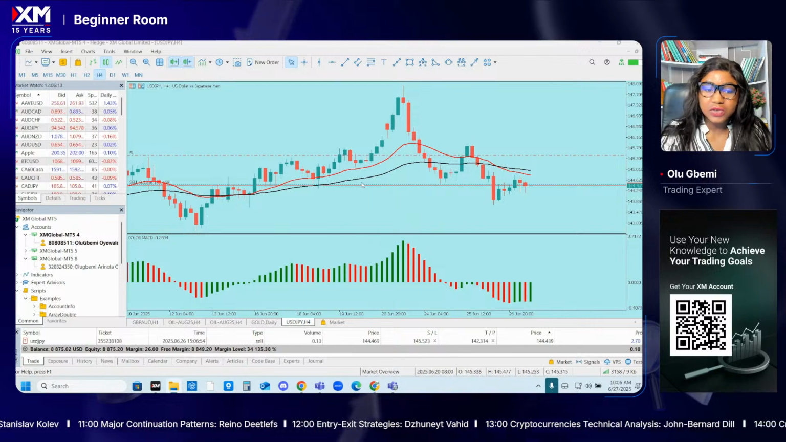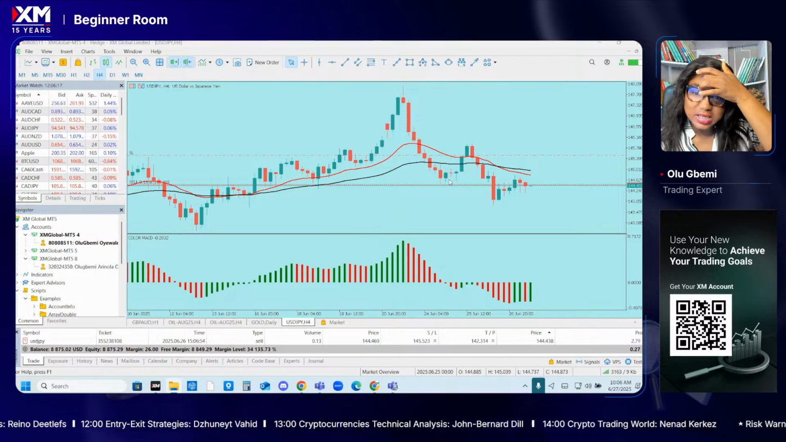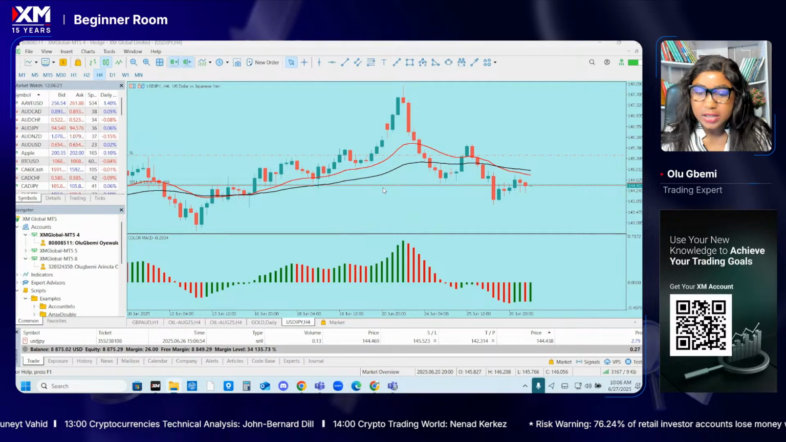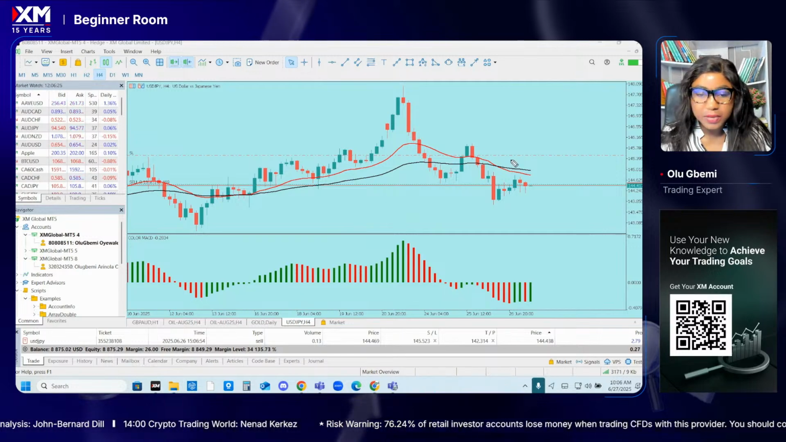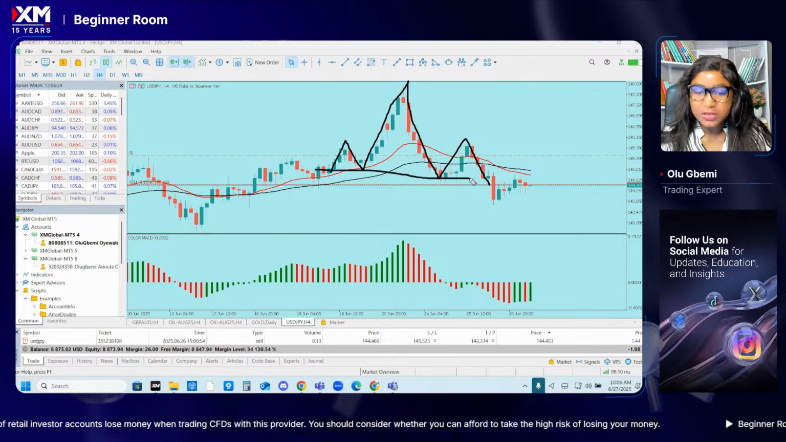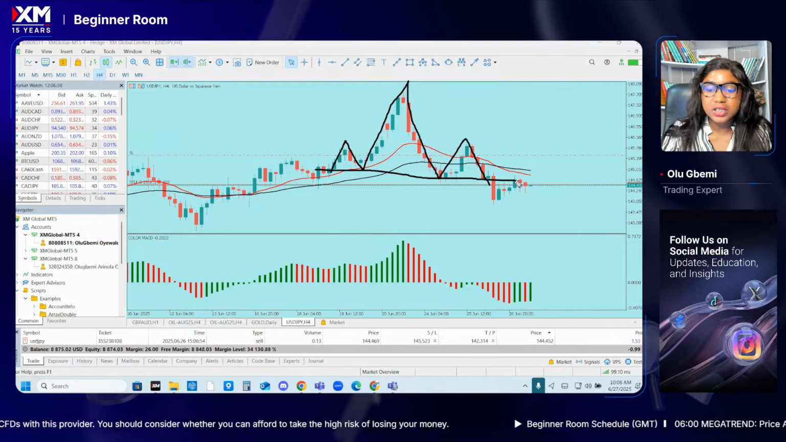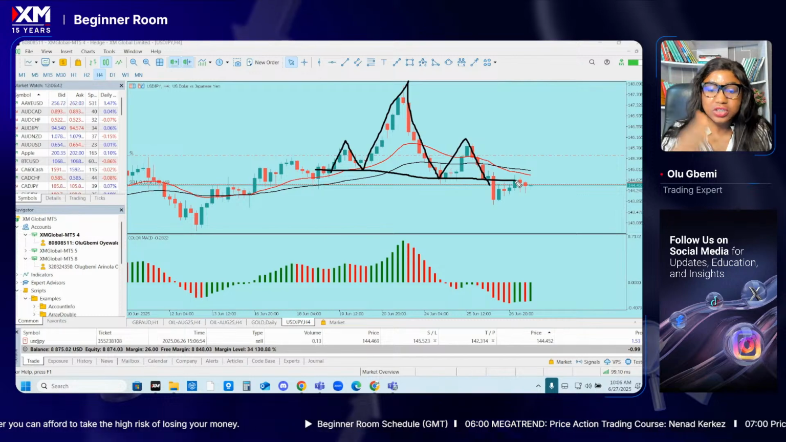For instance, right here on the USD/JPY that I have opened, I can see a head and shoulders pattern, and I think that's one of the reasons I entered the trade yesterday when I did. So what is this pattern here? The head and shoulders pattern is a reversal pattern, and what I mean by that is it gives the idea that a trend is going to change. In this case, this is a head and shoulders top, so it's going to change from an uptrend into a downtrend.